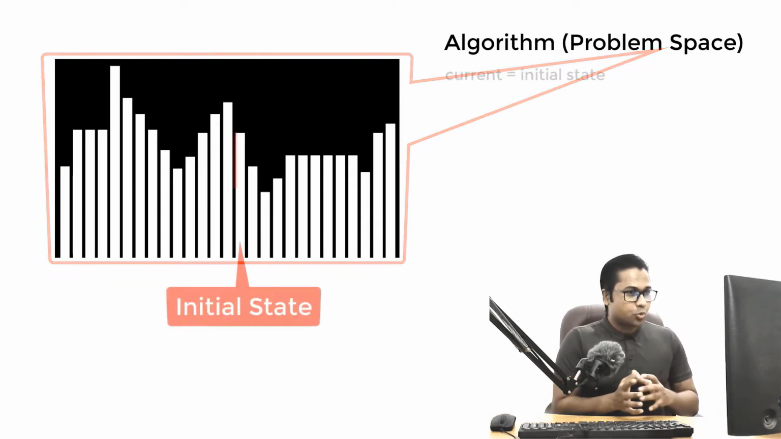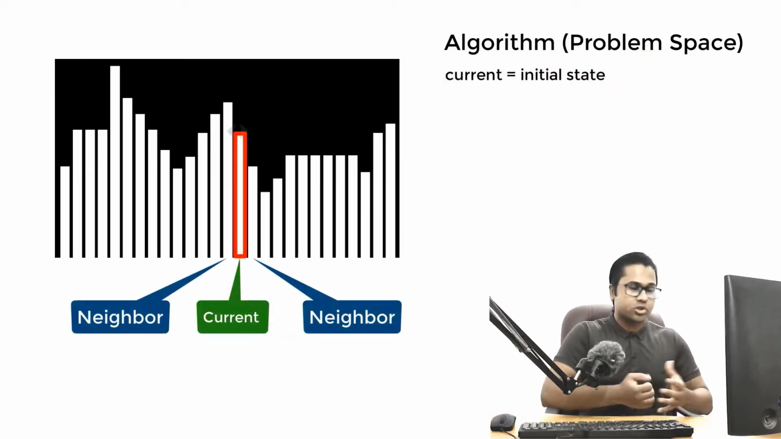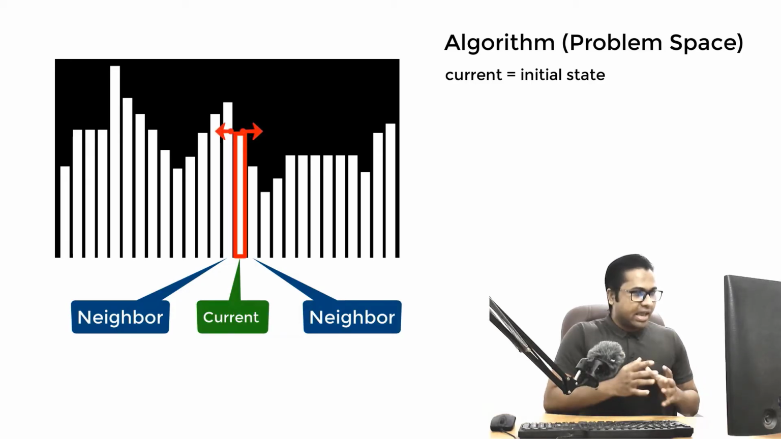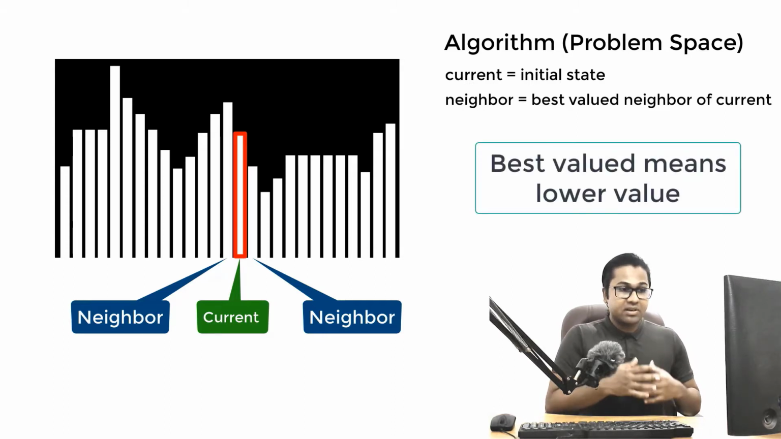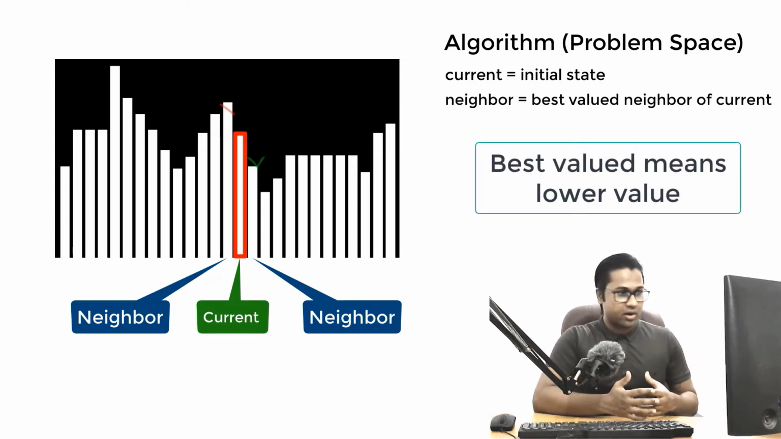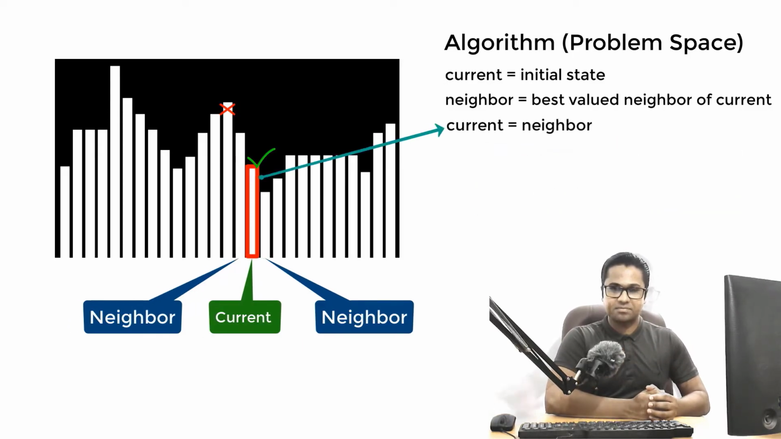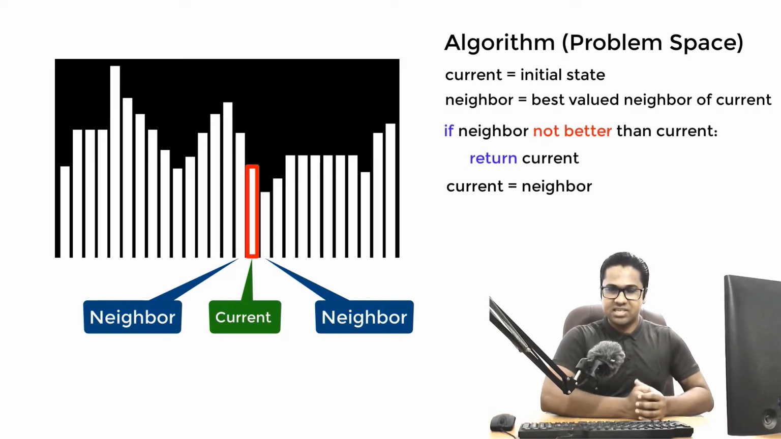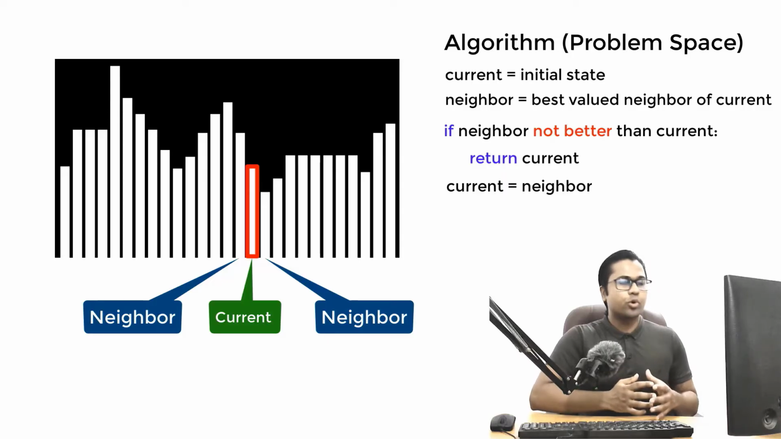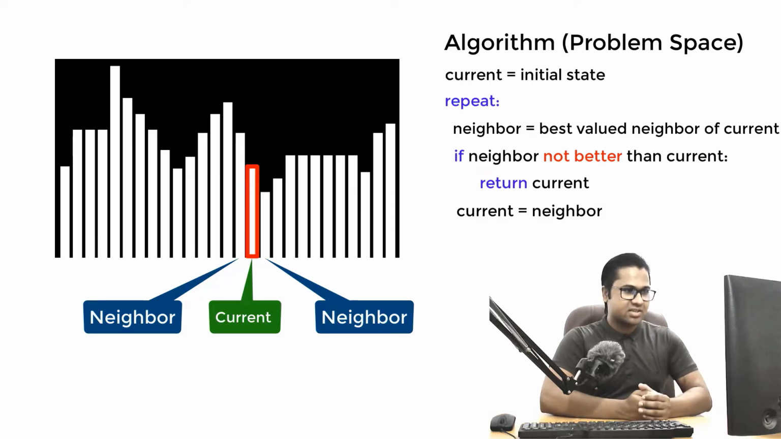The algorithm reads the initial state as the current state, then it explores the neighbors. If the neighbor is the best valued neighbor, if the neighbor state is lower than the current state, then the neighbor will be the current state. If not, the current state will remain as it is. That means we will return the current state, and we will keep repeating it till we get the minimum value.